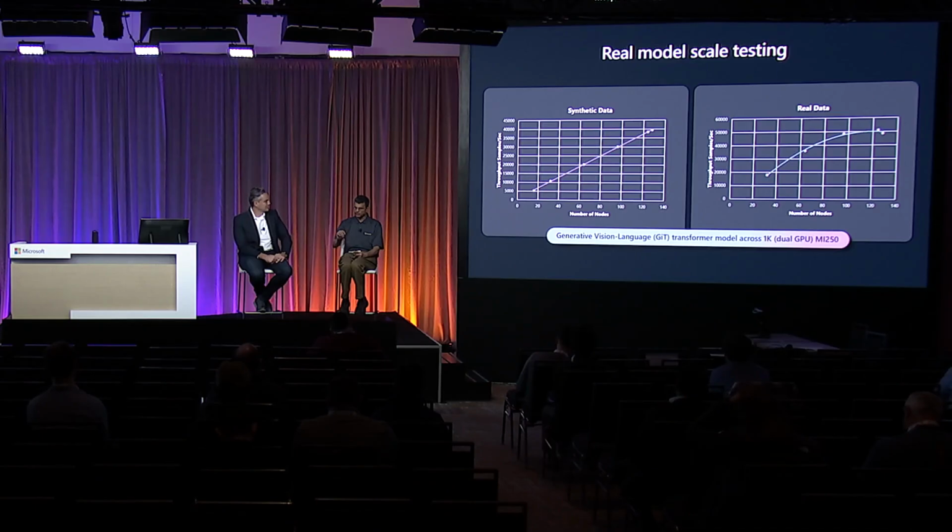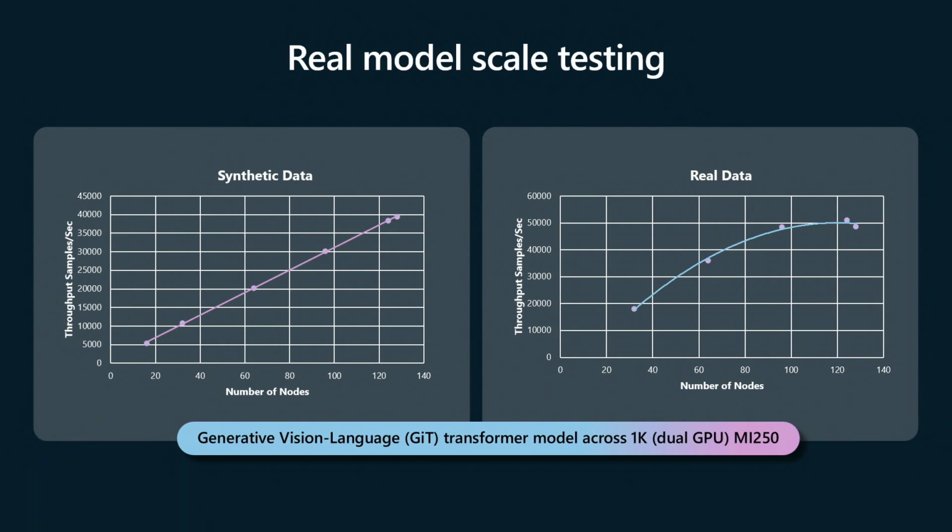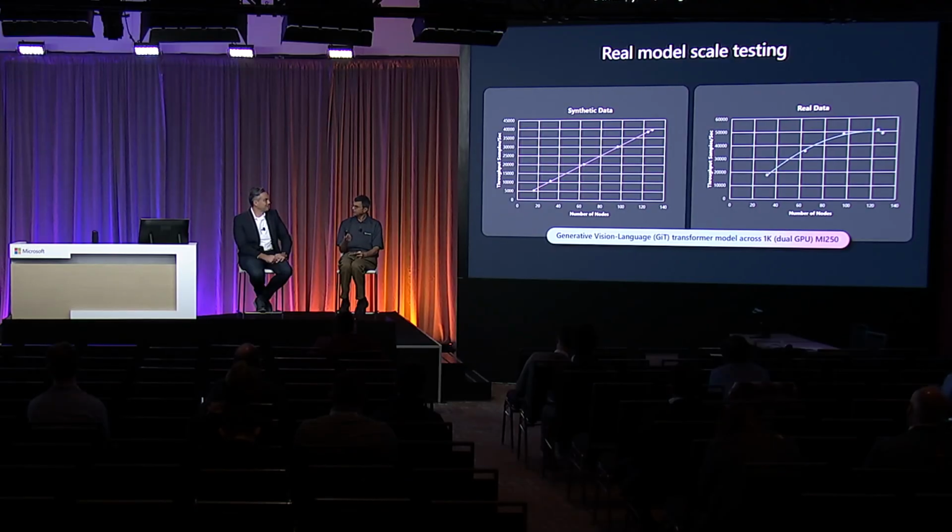And even with real data, you can see that it's quite linear, and then it slightly starts tapering off. The main difference between synthetic and real data is that the shapes of the matrices vary a lot more in real data, whereas in synthetic data things are a little more constrained. But overall, this is a pretty large model for generative vision transformer models, so we got pretty good results on scaling.